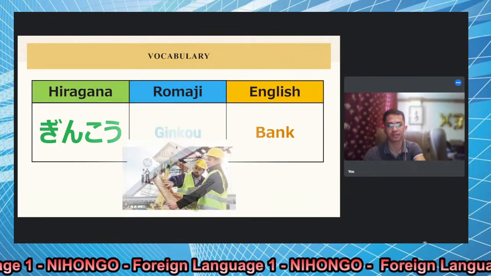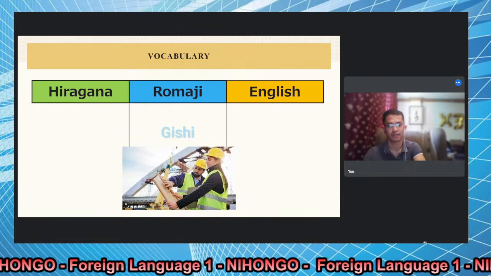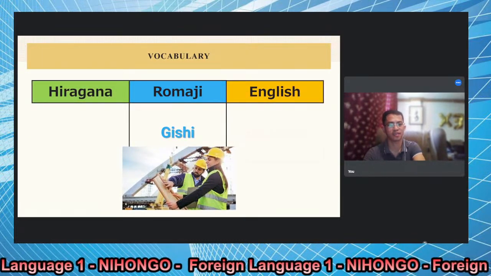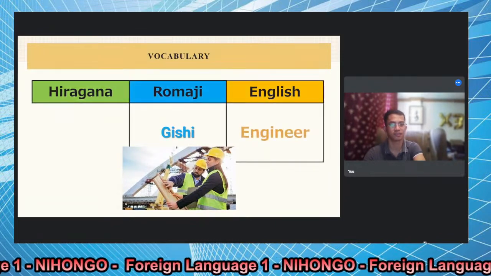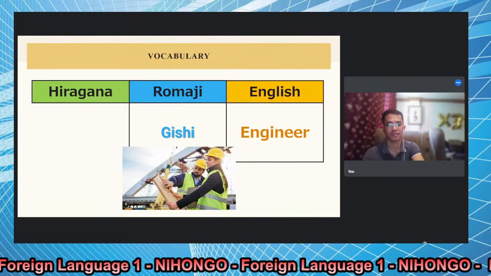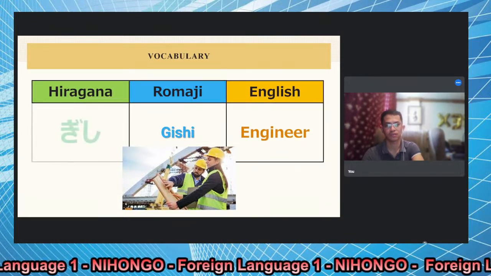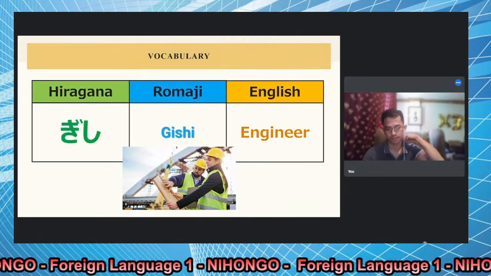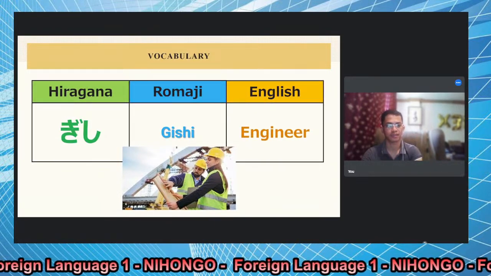Okay, next word. Gishi is engineer in Japanese, in English. Okay? So, gi and shi. Alright? Next.